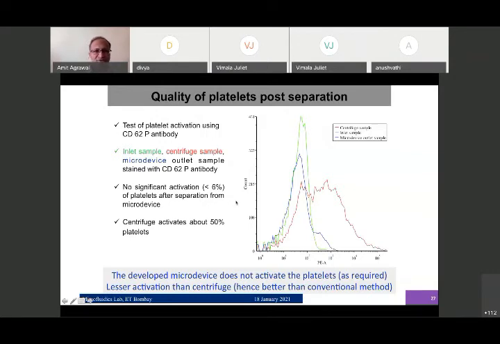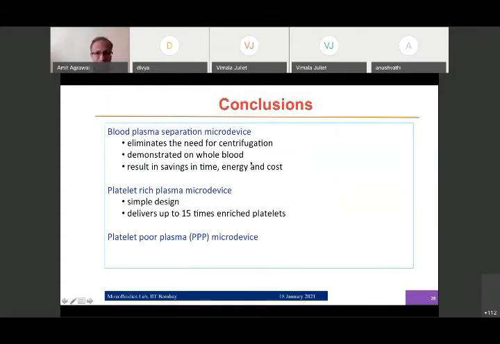we can have this blood plasma separation device, which is what we have talked about. We've also talked about the platelet-rich plasma micro device, which can deliver 15 times enriched platelets, and it's a very simple design to use and operate. We have not talked about the other device, but we can also obtain platelet poor plasma, or we can make a platelet poor plasma micro device as well.